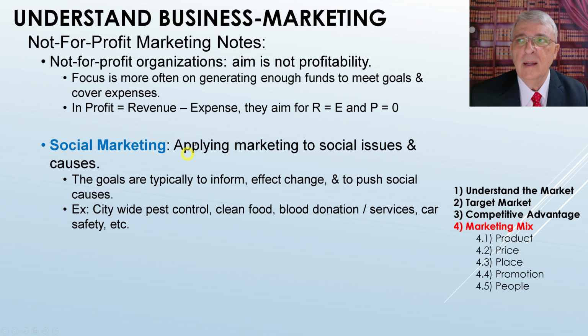A lot of social marketing is done as not-for-profit, and these are things like applying marketing to social issues and causes. The goals are usually to inform, affect change, or to push social causes. So for example, if rats, mosquitoes, or something like that are an issue in your city, you may push for citywide pest control. If clean food has been an issue, pesticides or whatever, if there's been disease outbreaks, there may be a reason to do social marketing in that direction. Blood donation and blood services are often part of social marketing campaigns, car safety, and so forth.